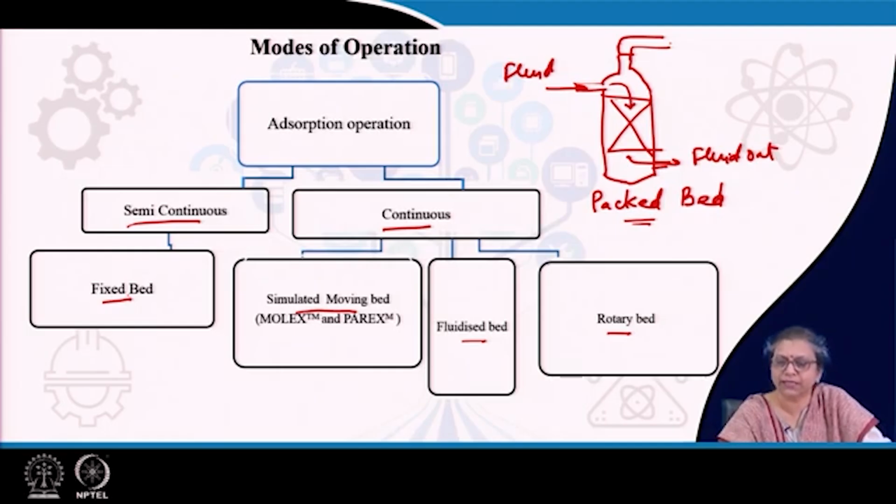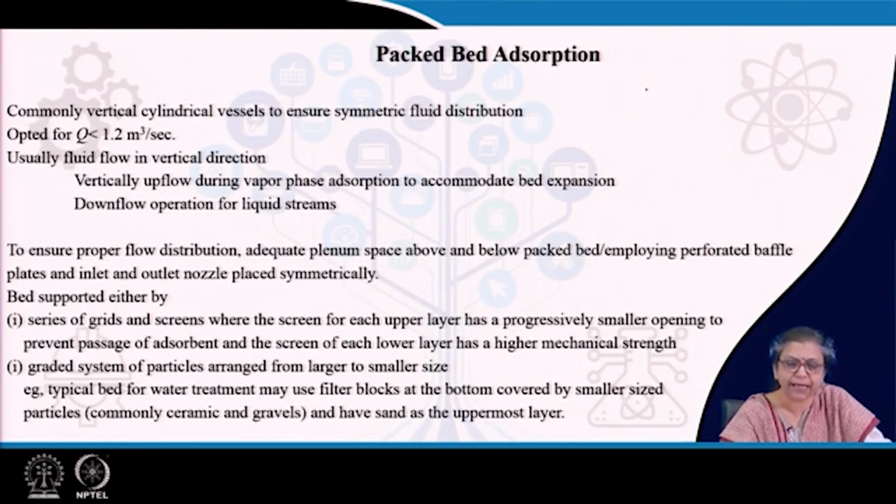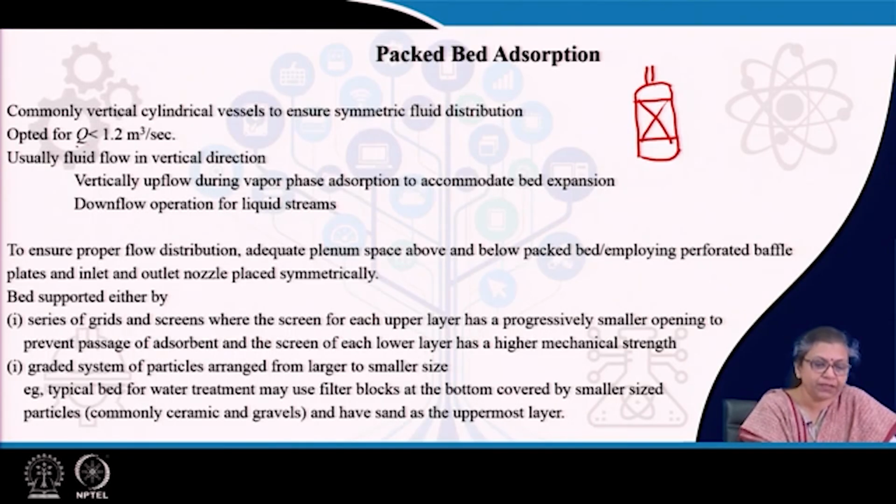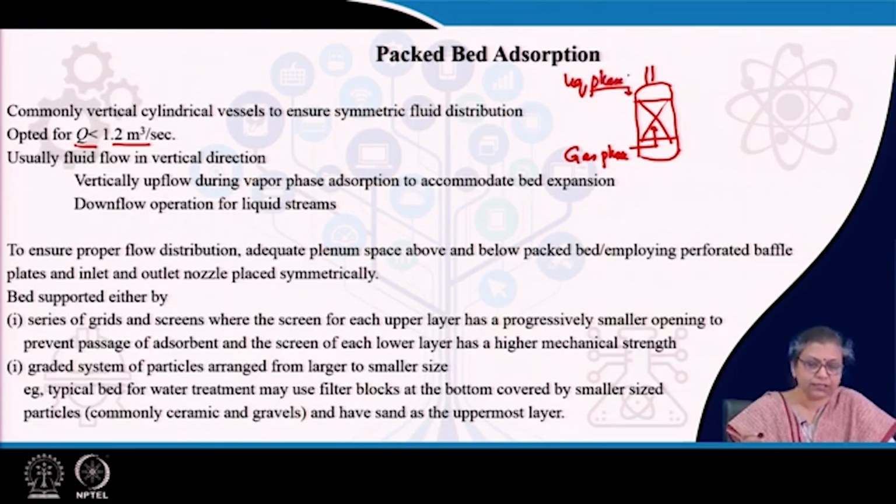As I have told you, in fixed bed adsorption we more or less have a packed bed, and usually we take up vertical cylinders for this case. The vertical cylinder usually ensures symmetric fluid distribution, and particularly when the flow rate is less than 1.2 meter cube per second, we opt for these vertical cylindrical vessels, where the fluid flow is also in a vertical direction. Normally, for a gas phase or vapor phase adsorption, the fluid flow occurs in the upflow direction, and when we have a liquid phase adsorption, the fluid flow occurs in the downflow mode.